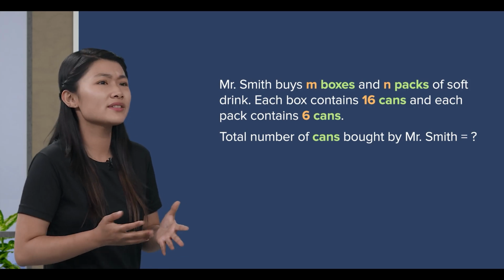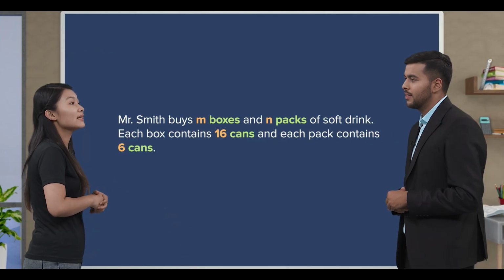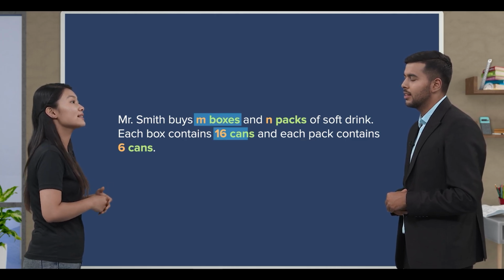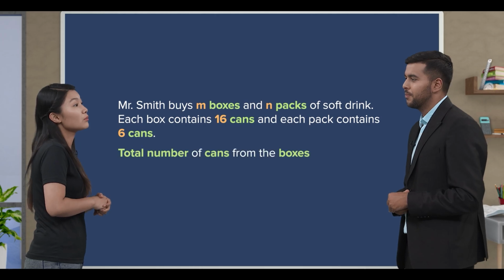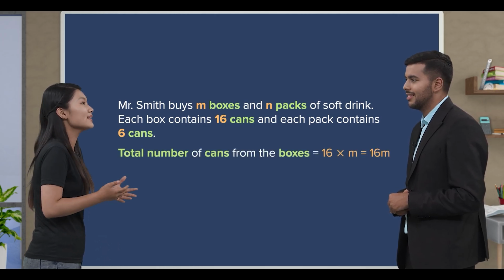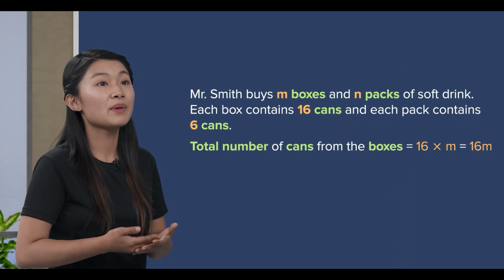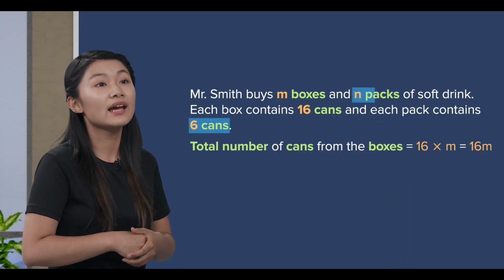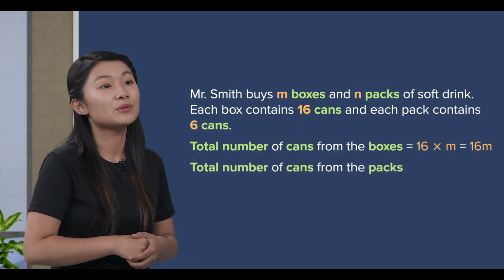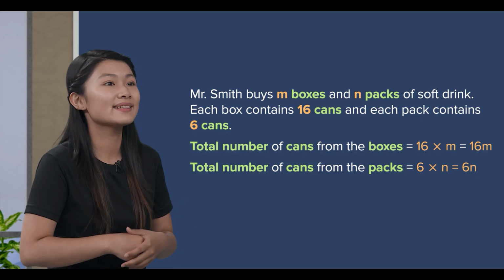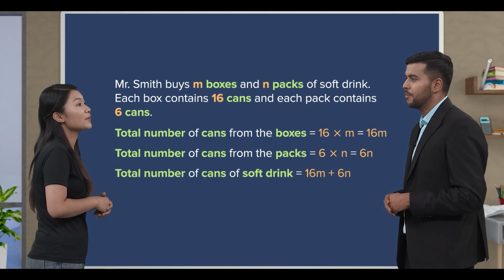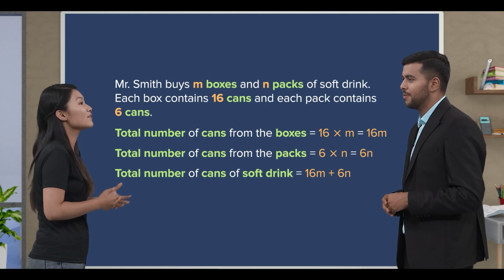So consider the boxes first. We know that he has bought M boxes of soft drinks and that each box contains 16 cans. So the total number of cans from the boxes would be 16 times M or 16M. Similarly, each pack contains 6 cans and there are N of them, which means the total number of cans from the packs would be 6 times N or 6N. Adding these together now, we obtain the expression 16M plus 6N for the total number of cans of soft drink.